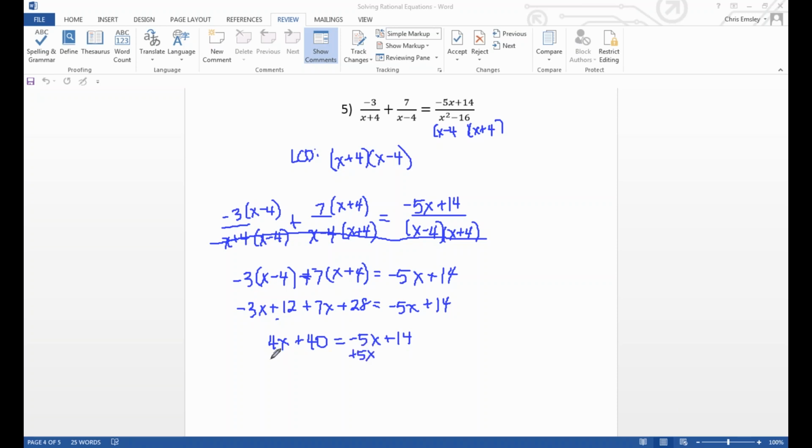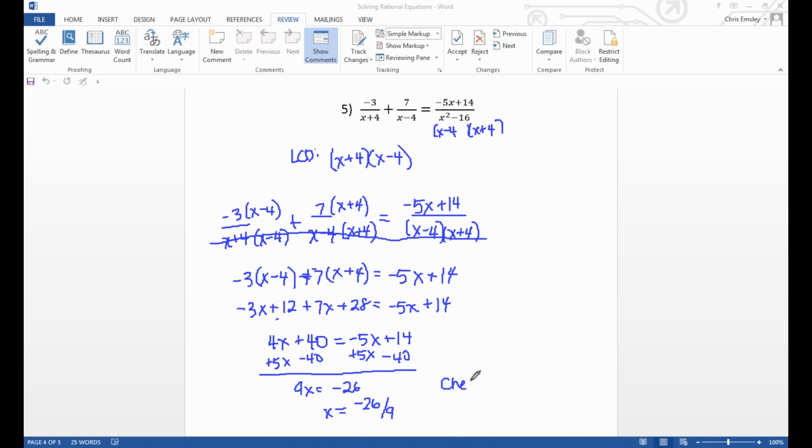Okay, I'll add 5x to both sides and subtract 40 from both sides. We end up with 9x equals -26. Divide both sides by 9. X equals -26 over 9.